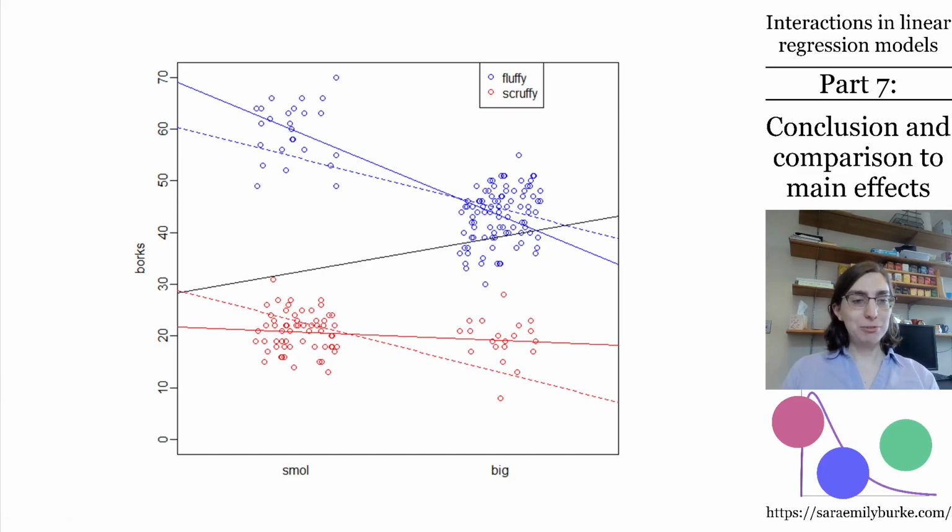We use main effects like that to get a sense of what the general association between size and Borks would be if we already knew the fur type of a given set of dogs, but we didn't know which one it was. We wanted sort of a general sense of how size is associated with Borks, adjusting for or given information about fur type. But we didn't want to get so specific as to say which fur type we were talking about.